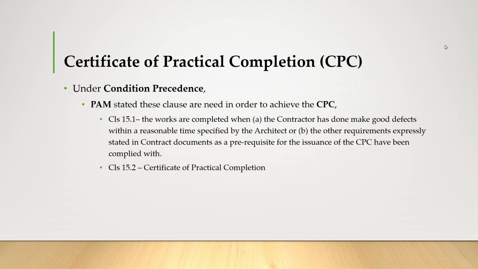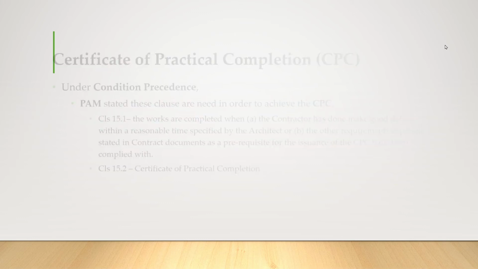It is clause 15.1: the works are complete when A, the contractor has made good defects within the reasonable time specified by the architect, or B, the other requirements expressly stated in contractual documents as a prerequisite for the issuance of the CPC have been complied with. And lastly, clause 15.2, the certificate of practical completion.